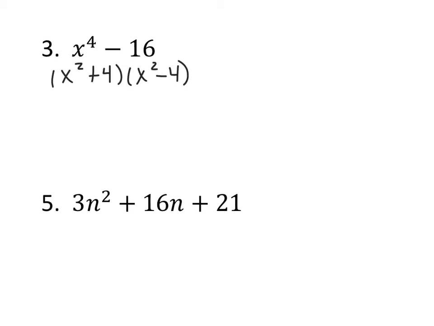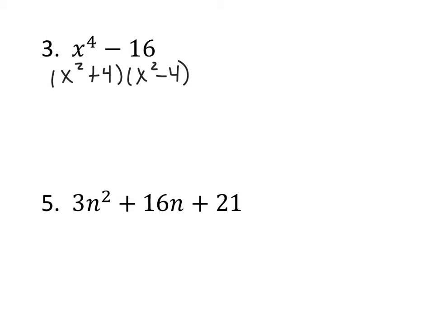All right, so it factors out to x squared plus 4, x squared minus 4. And if you remember from our notes, x squared plus 4 is prime, so we can't factor it any further. But x squared minus 4 is another difference of two squares. So we can factor it again.